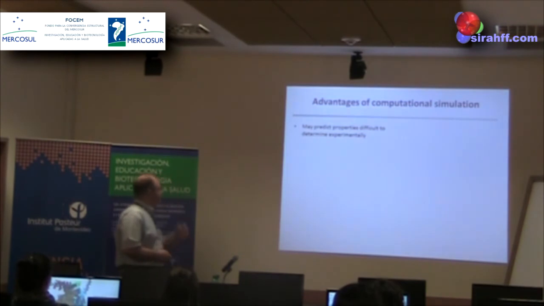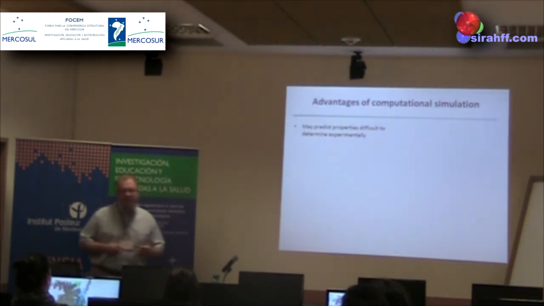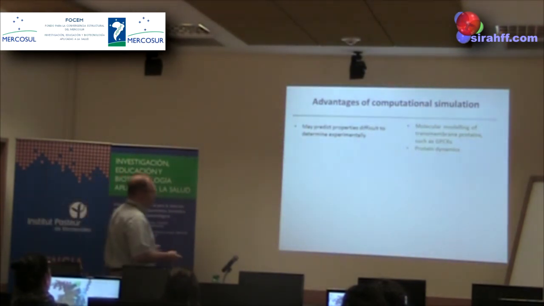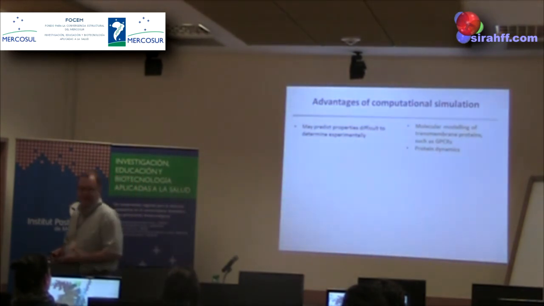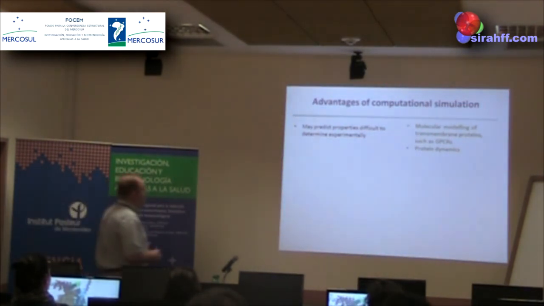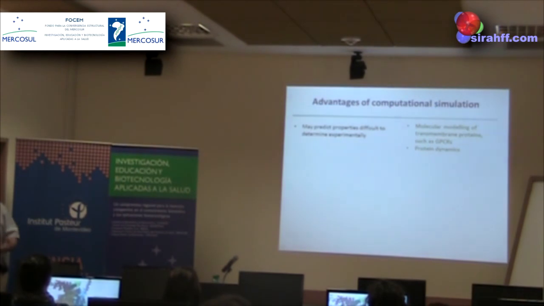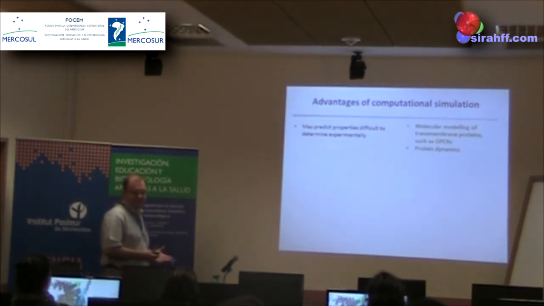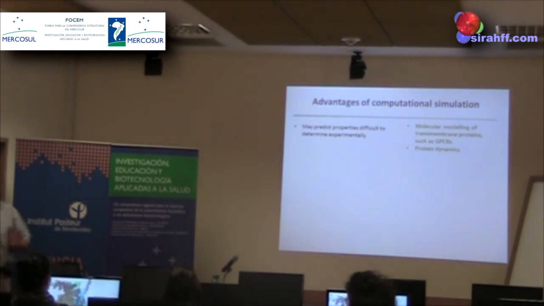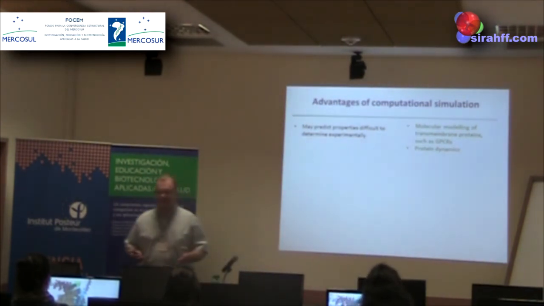Let me give you an example. Computational simulation can be aimed at the prediction of properties which are difficult to determine experimentally. So, for example, modeling transmembrane proteins such as GPCRs, they can be crystallized, but it's a tedious and slow process. Or you can study protein dynamics. Protein dynamics cannot be determined just with experiments. Experiments can provide some insight into protein dynamics. But a computational simulation, if it's properly done, can give you the evolution in time of the system.